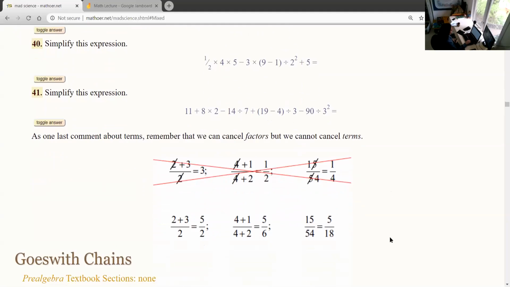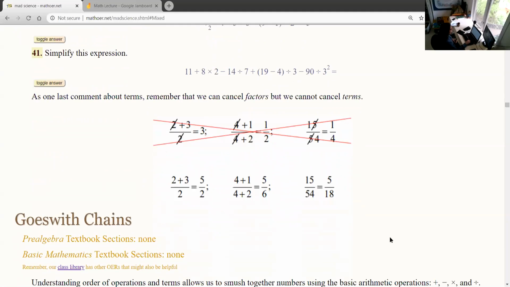As a last comment about terms, remember that we can cancel factors of a single fraction multiplication thing, but we can't cancel within terms. So no canceling here. It's not fraction multiplication.